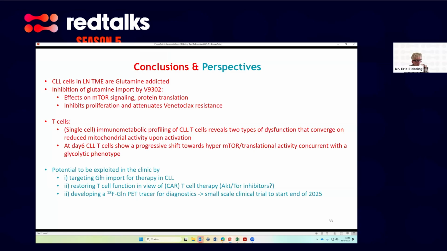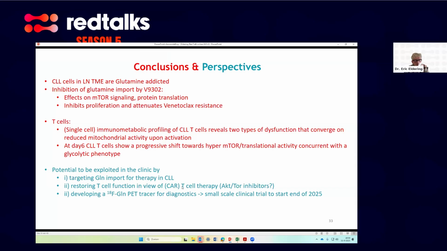And lastly, the perspective: we think we can perhaps target glutamine import therapeutically in CLL as an additional therapy to the current, actually quite good therapies, for example in venetoclax or ibrutinib resistance.